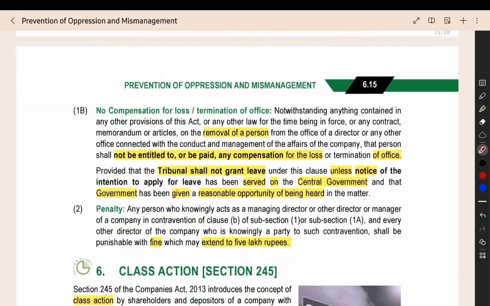Here, any officer, notwithstanding anything contained in any other provision of the Act or any other law or any contract or agreement or memorandum or articles, is removed from the office of a director or any other office connected with the management of the company. In the management, in any position they are there. Then also, if they remove it, they will not get the compensation, not just MD, director, manager.